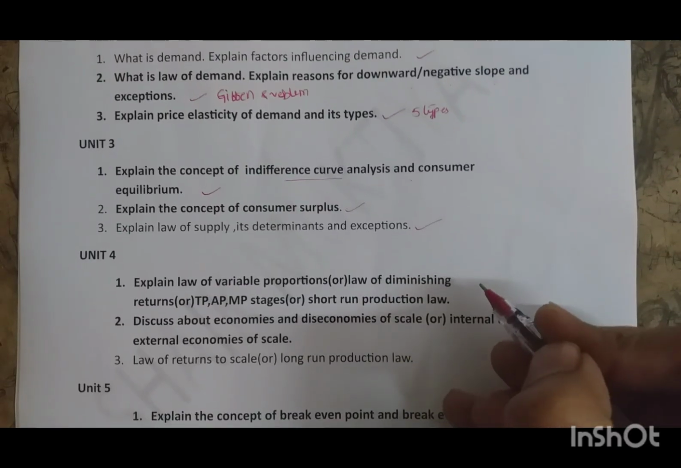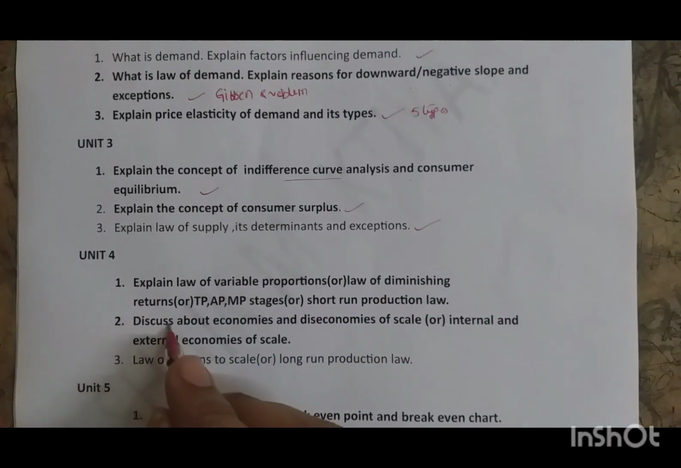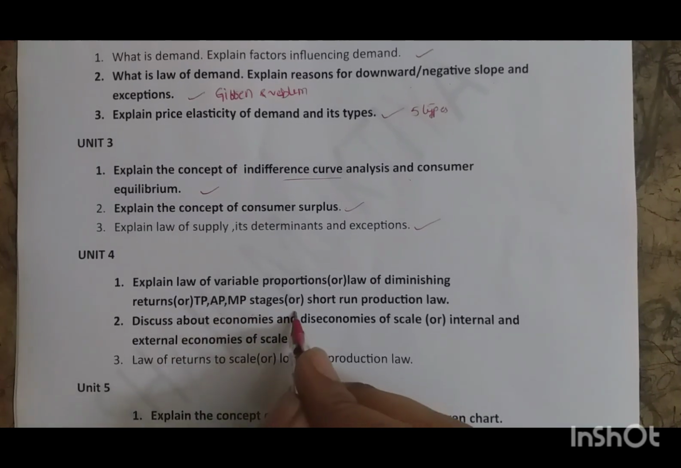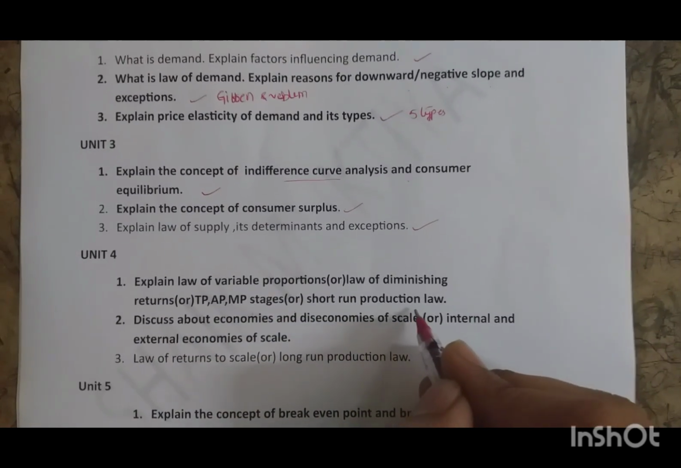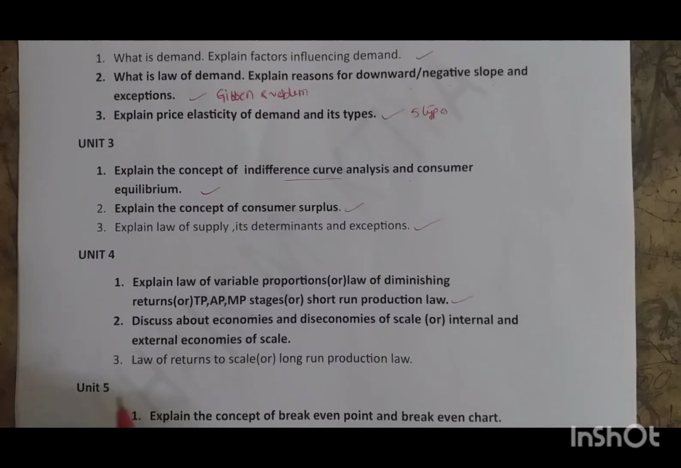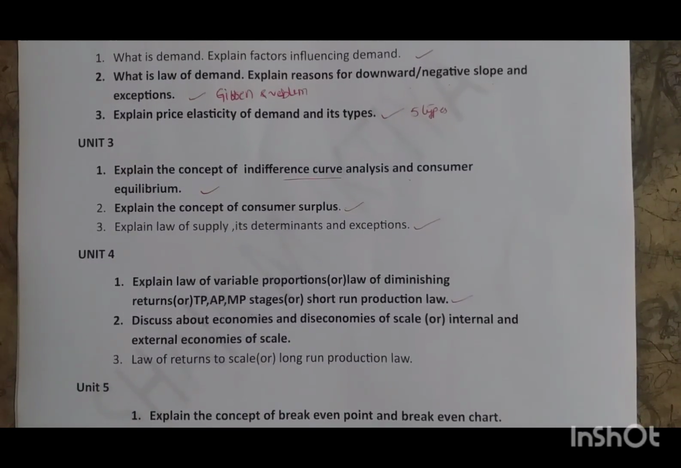The same question can be asked as law of diminishing returns, or he may ask you total product, average product and marginal product stages, or he may ask you as short run production law. Same, you have to write the same answer. Any question he is asking, the answer will be the same.